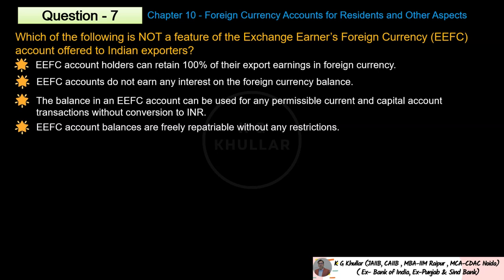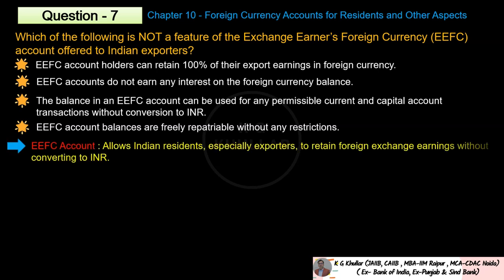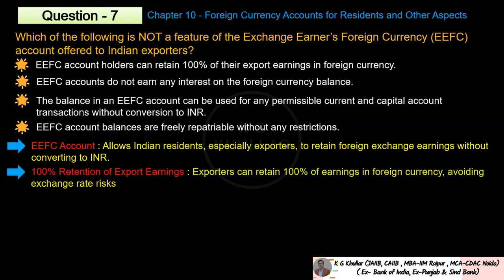Now friends, please note an exchange earners foreign currency, that is EEFC account, is a special account offered to Indian residents, particularly exporters, that allow them to retain foreign exchange earnings without converting them to Indian rupees, that is INR. But friends, there are specific rules and features associated with EEFC accounts that you must all know.